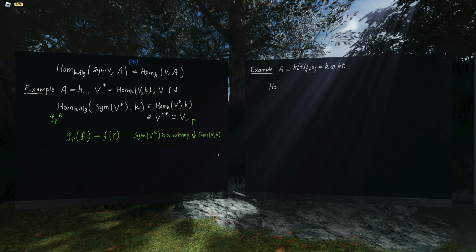So let's compute. What happens when I take K-algebra homomorphisms from Sym V star to A? Well, by star, that's Hom(V star, A), and here I'm just taking K-linear maps. I don't care that A has a multiplication, right? I'm just taking K-linear maps from V star to A.